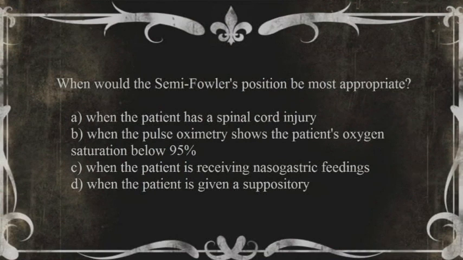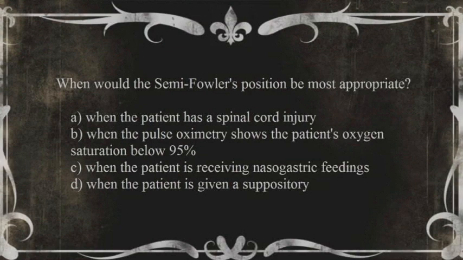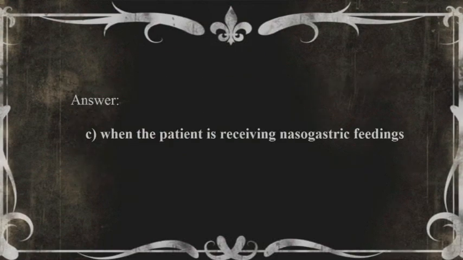When would the semi-Fowler's position be most appropriate? A. When the patient has a spinal cord injury. B. When the pulse oximetry shows the patient's oxygen saturation below 95%. C. When the patient is receiving nasogastric feedings. Or D. When the patient is given a suppository. The correct answer is C. When the patient is receiving nasogastric feedings.